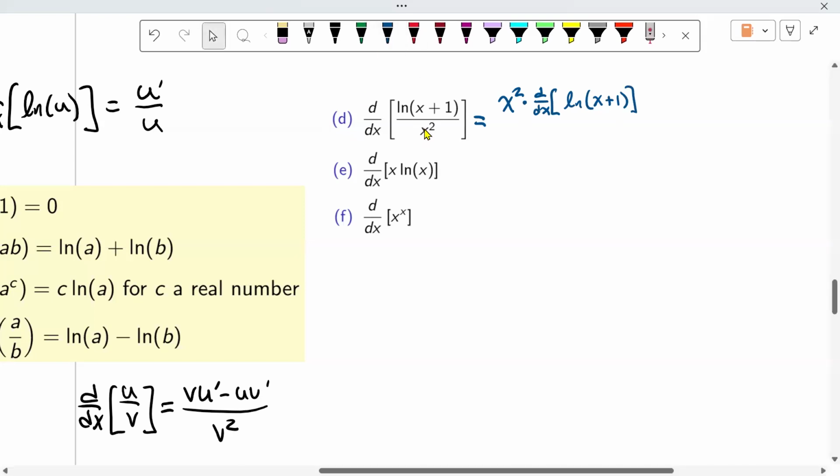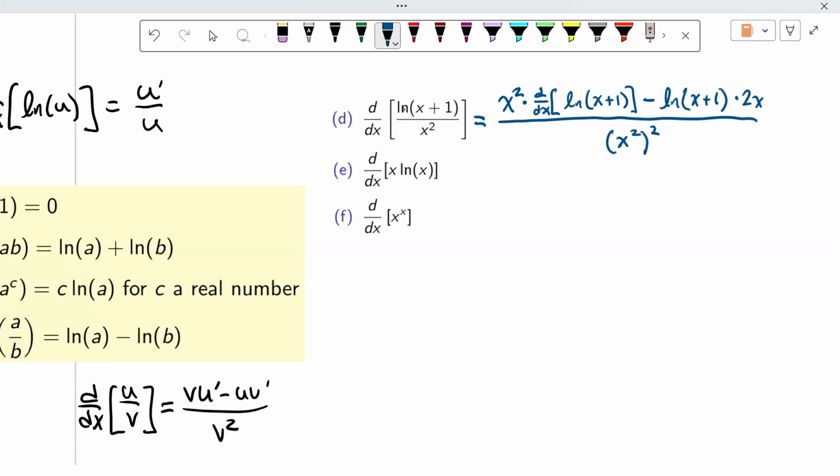All right. Low d high minus high d low, all over X squared squared. All right, so now the question is, what's the derivative of the natural log of X plus 1? Does anyone know what the derivative of that is?